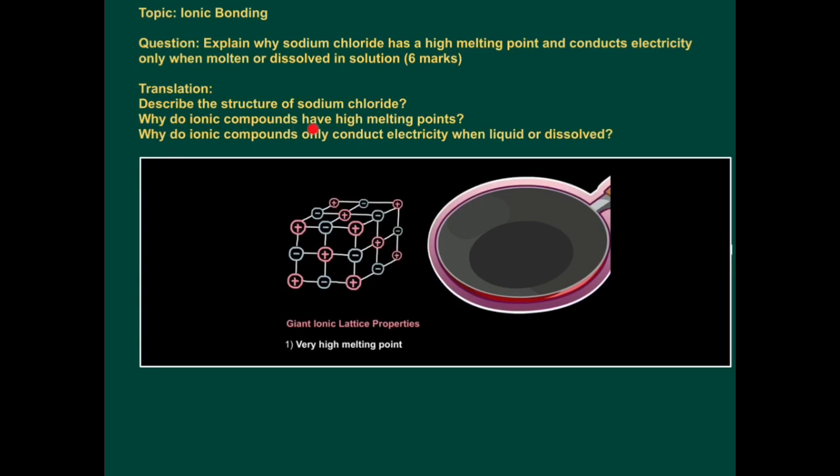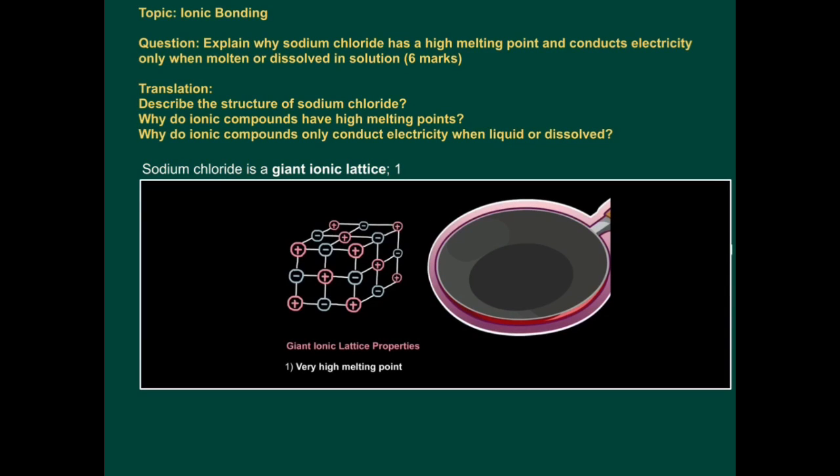So, describe the structure of sodium chloride. Why do ionic compounds have high melting points? Why do ionic compounds only conduct electricity when liquid or dissolved? So you need to basically identify the structure of sodium chloride first of all.